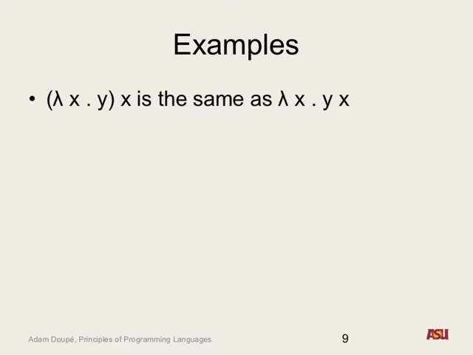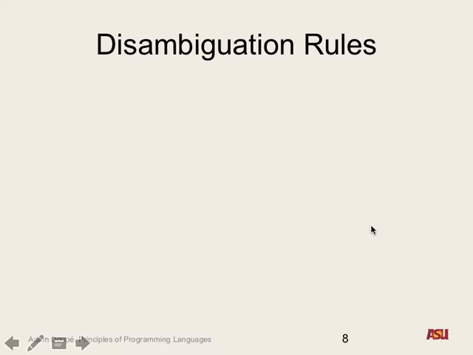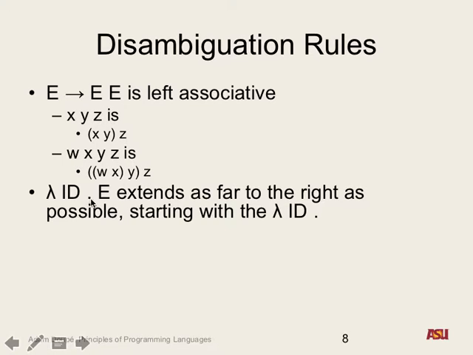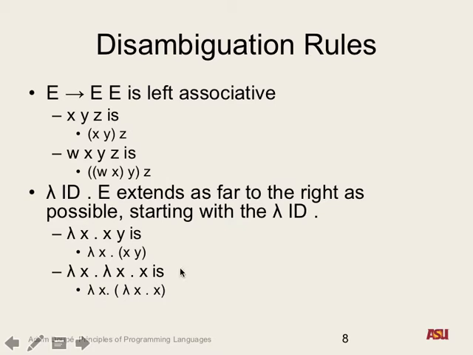Okay, so we looked through some examples. We talked about the disambiguation rules. Whenever we see E space E, we're going to assume that this is left associative. So in the case of X Y Z, we group X and Y together first. And in the case of W X Y Z, we first group W and X together, the leftmost, and then we group W, X and Y together. And for the dot, we try to extend it as far to the right as possible. So lambda x dot expression is going to be parsed as if the whole expression inside lambda x dot is x space y. Similarly here, the dot goes all the way there.